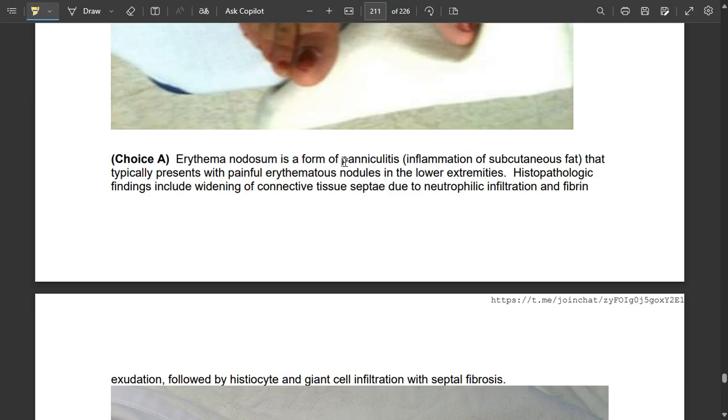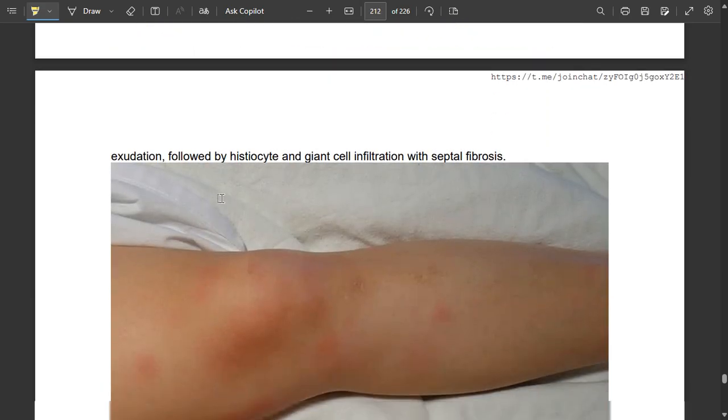Erythema nodosum is a form of panniculitis. So erythema nodosum is a type of subcutaneous fat inflammation that typically presents with painful erythematous nodules in the lower extremities. Okay, histopathology findings include widening of connective tissue septa. So there is widening of connective tissue septa due to neutrophilic infiltration and fibrin exudation, followed by histiocyte and giant cell infiltration with septal fibrosis.